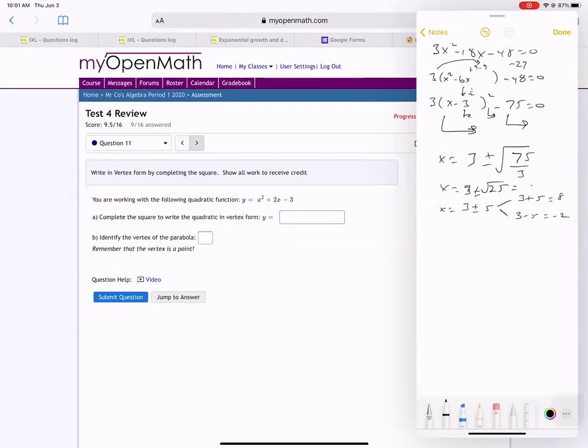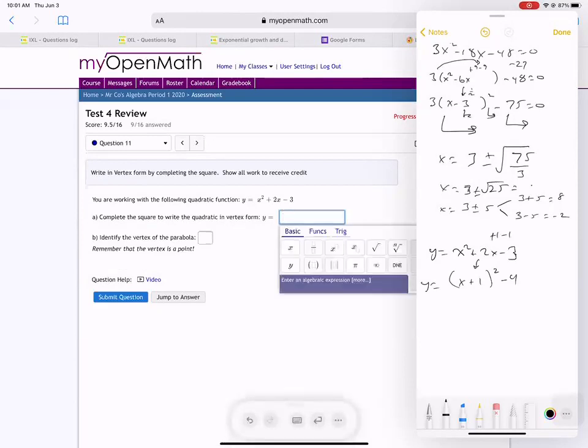You're working on the following quadratic function, great. y is equal to x squared plus 2x minus 3. And then the first question is write this in the vertex form. All right. So we can bubble up. y is equal to x plus 1, because how did I get to 1? Divided by 2. Always divide the middle by 2. Plus 1 minus 1, we're negative 4. Great. We're all ready for that.